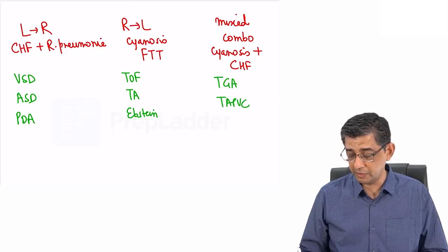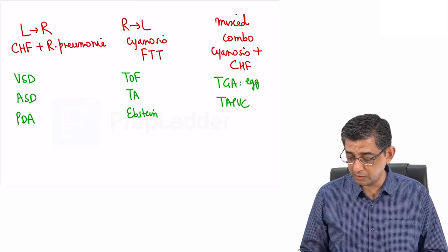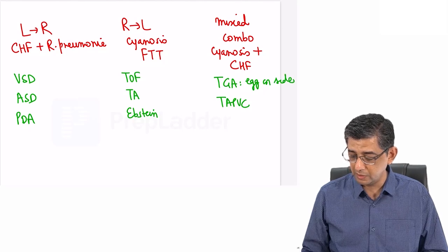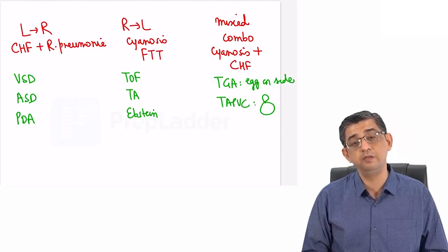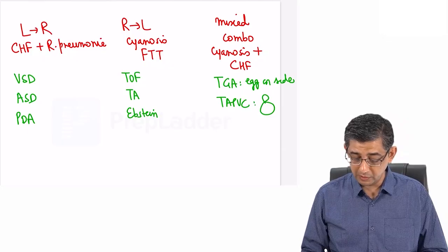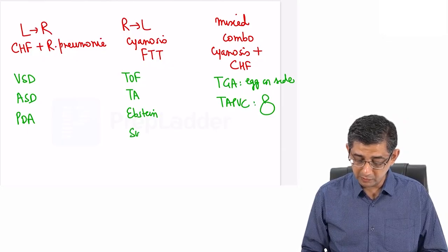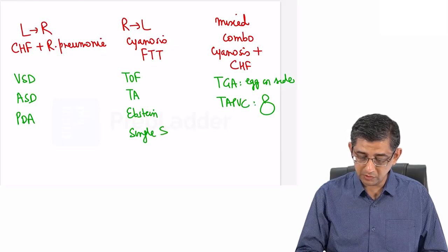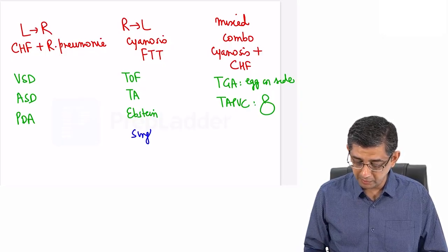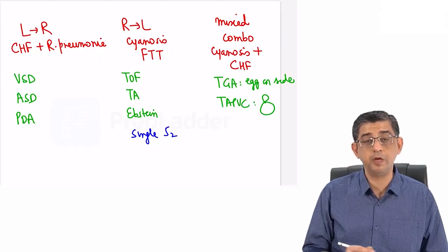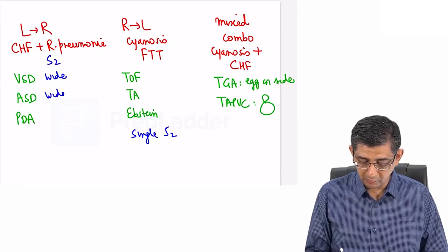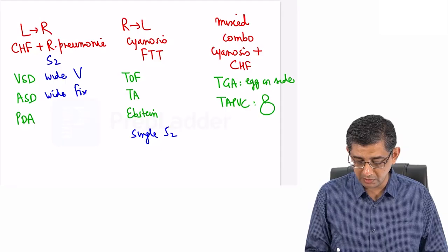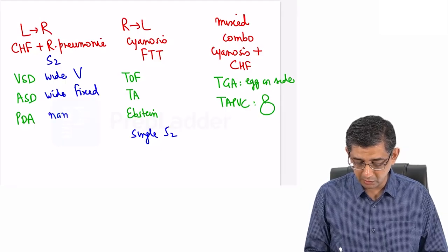In fact, lots of time they might ask you radiological findings of these, which you can fill up here, like egg on side appearance. TAPVC will have a figure of 8, but only valid for the supracardiac variety. One of the special findings for right to left sided shunts will always be a single S2. In fact, the auscultatory finding I can mark with a different color here so that you can remember it. Whereas I have discussed already the permutation combinations of S2 with respect to VSD as well as ASD. Both would be wide. VSD is wide variable, ASD is wide fixed, and patent ductus arteriosus will be rather a narrow split one.